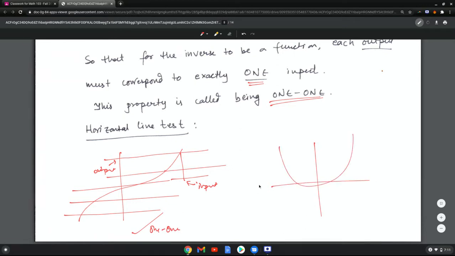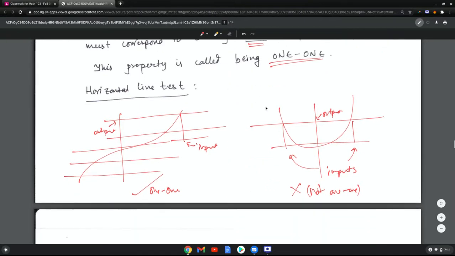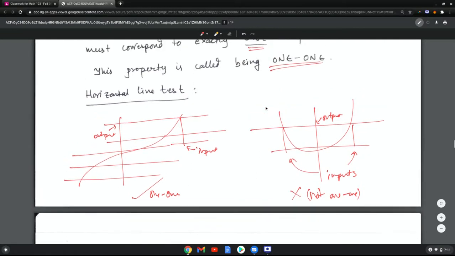But if I take a function like this, right here, that's my output, but I have two possible inputs. So this is not 1-1. The horizontal line test is basically similar to your vertical line test for functions. Remember, if the vertical line intersects at more than one point, it's not a function. Similarly, if a horizontal line intersects at more than one point, it is not 1-1. That implies that the inverse does not exist.